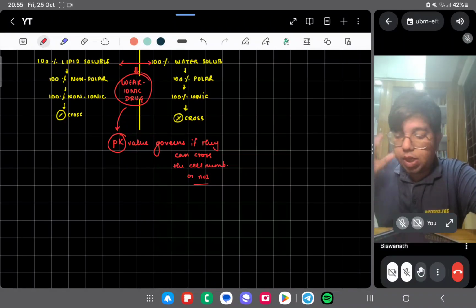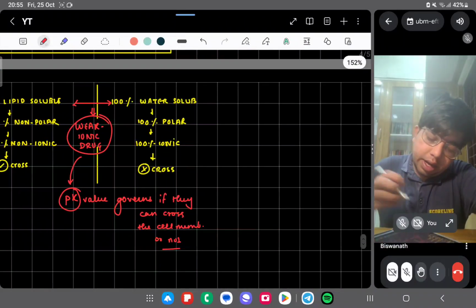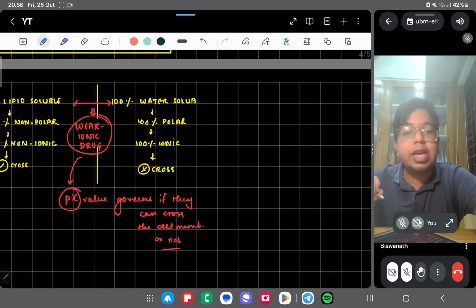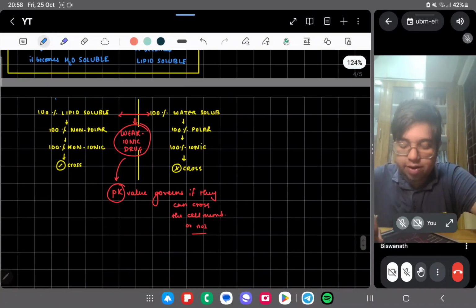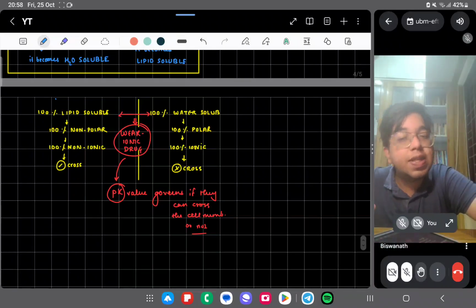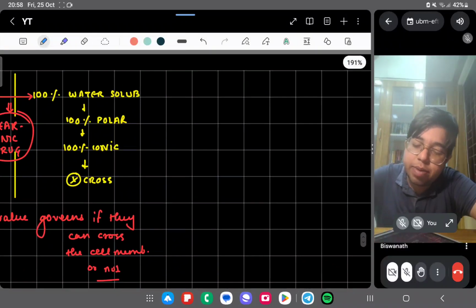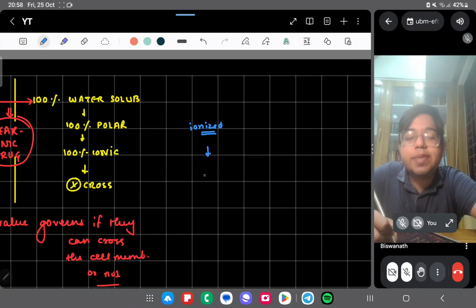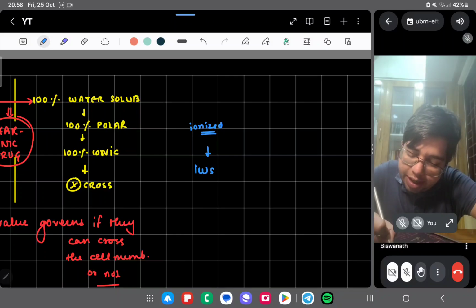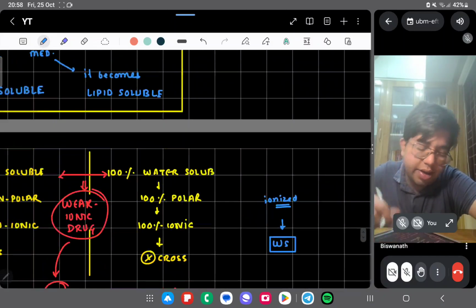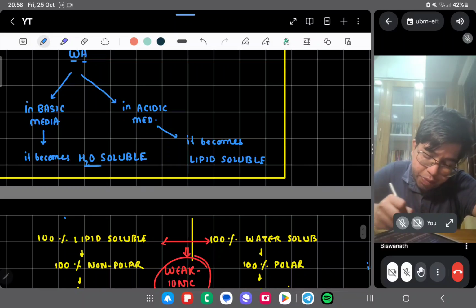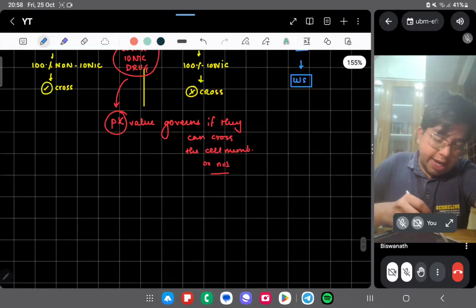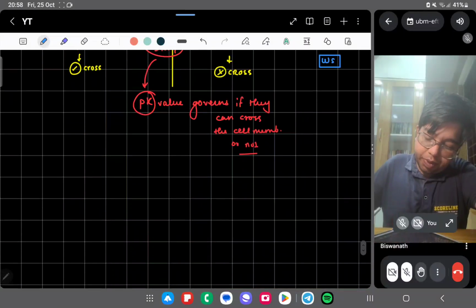Understood? And again, whenever I say that a drug is being ionized, it basically means that the drug is becoming water soluble. A drug ionizing means it is becoming water soluble. Now the same concept which I was telling in this box, let me state it again.